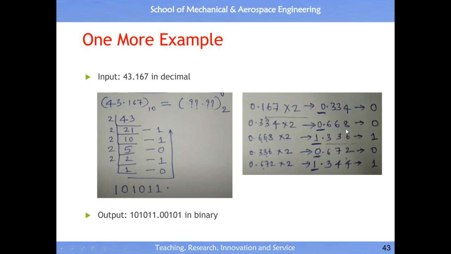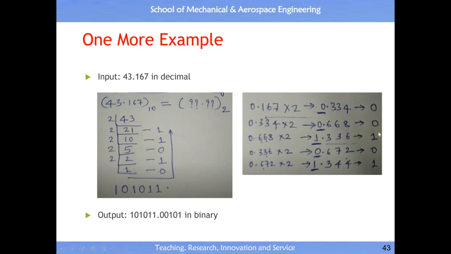Then this fraction times 2, we get 0.672. The integer part is 0, so we have a 0. Then this fraction times 2, we get 1.344. The integer part is 1. Maybe we just stop at this position, because otherwise you can continue and get a lot of digits on the right-hand side. So we must stop at a certain position.